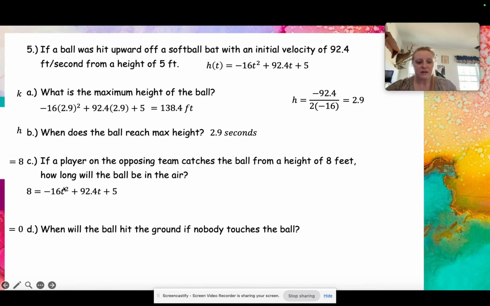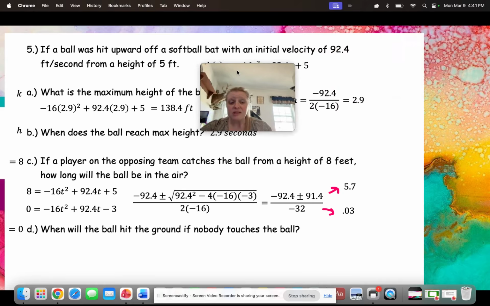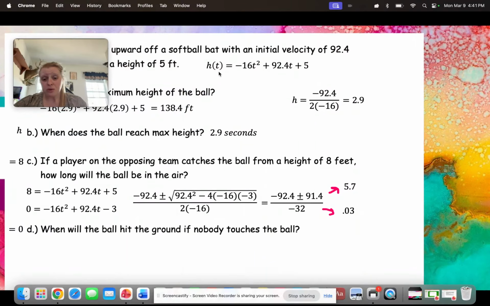All right, so we're going to set this equal to 8, and we need to move the 8 over because it has to equal 0 to use the quadratic formula. And then from there, we just plug it in the quadratic formula. Just to fast forward a little bit here, I'm just going to tell you that you're going to get about 91.4 towards the end there. And then when you do your case 1 and case 2, you're going to get 2 answers for this. You're going to get 5.7 and you're going to get 0.03.